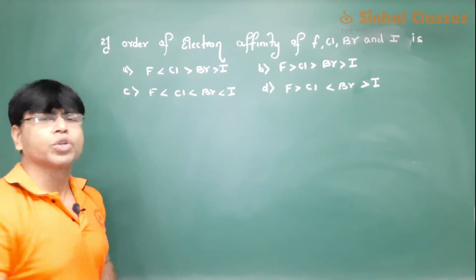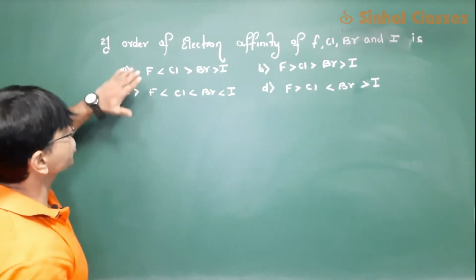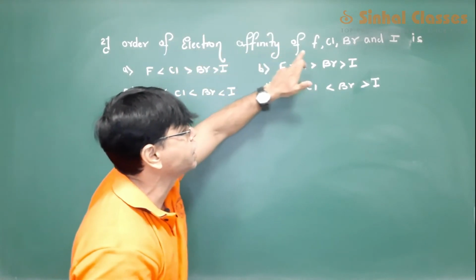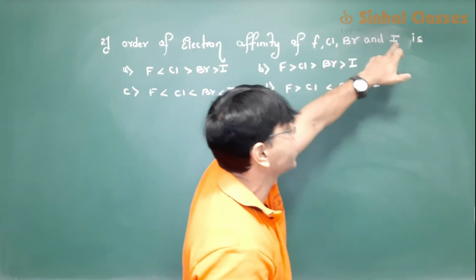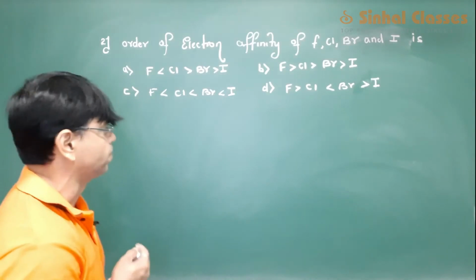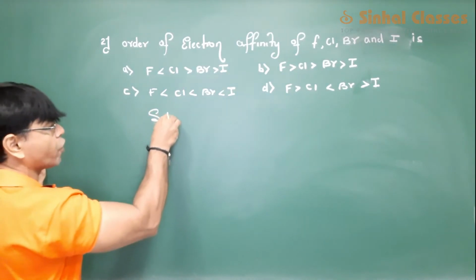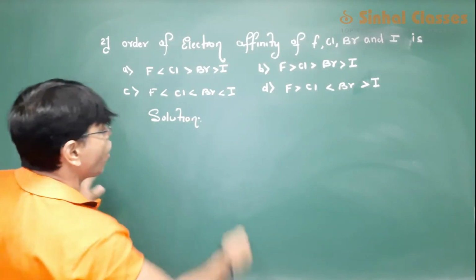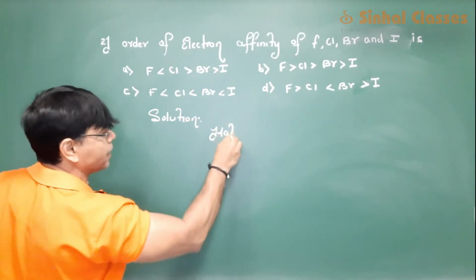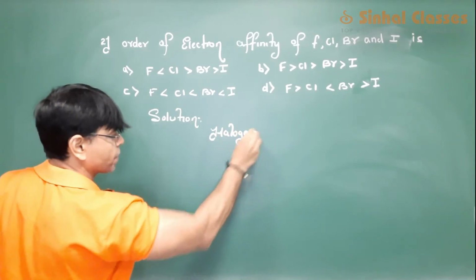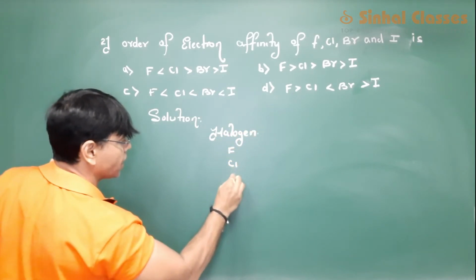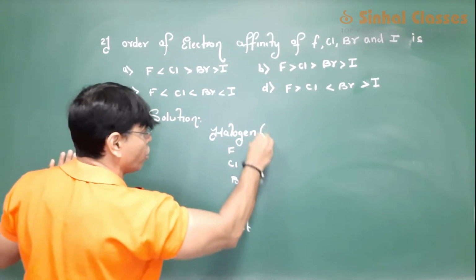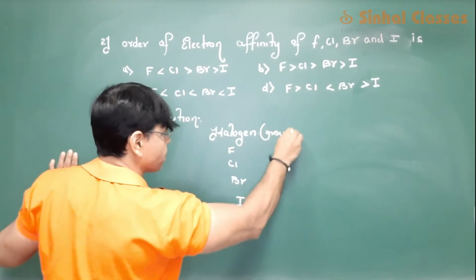Okay, now let's go to question number 2. Question number 2 says the order of electron affinity of fluorine, chlorine, bromine and iodine is in which order? So let's see the solution for it. Now fluorine, chlorine, bromine, iodine, they all belong to the halogen family. Fluorine, chlorine, bromine, iodine and astatine. They are group 17 elements.